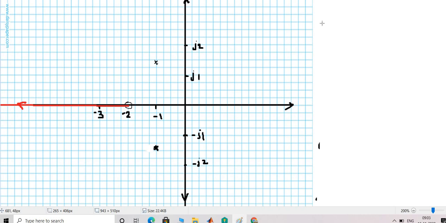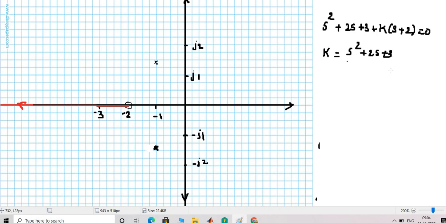For that we have to find the characteristic equation of the system. So use the equation g of s divided by 1 plus g of s h of s, and by that we can find the characteristic equation of the system is s square plus 2s plus 3 plus k into s plus 2 equal to 0. From that the value of k is equal to s square plus 2s plus 3 by s plus 2.